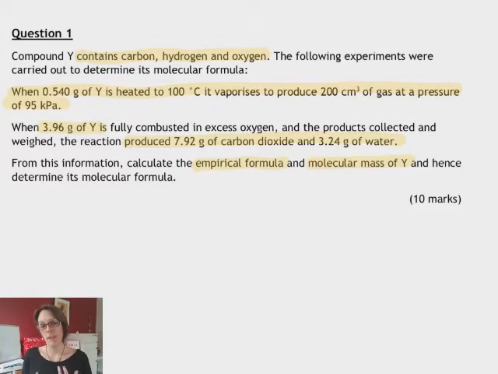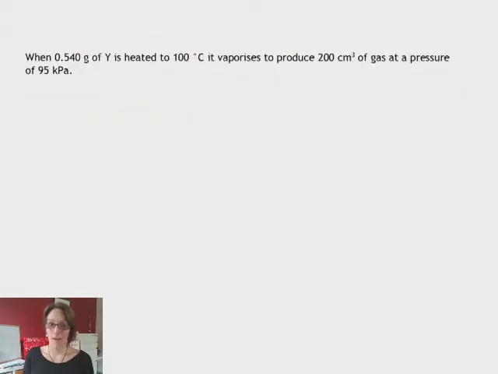So again, always think of which bits you can do of a question. Just because you may not be able to access the whole 10 marks right now, doesn't mean you can't do some of it. So we're going to use the first bit of information first, but you could have done this the other way around and it'll still work. So don't worry about which order you do things.